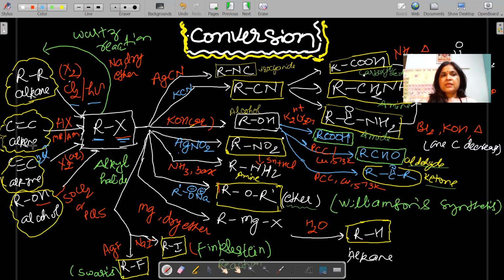But suppose, for example, we take but-1-ene. From but-1-ene to 1-bromobutane, we have to apply anti-Markovnikov rule. But for 2-bromobutane, we can apply Markovnikov rule. So it depends, from alkene to alkyl halide, on which position the halide is attached. Accordingly, you have to follow Markovnikov rule or anti-Markovnikov rule.